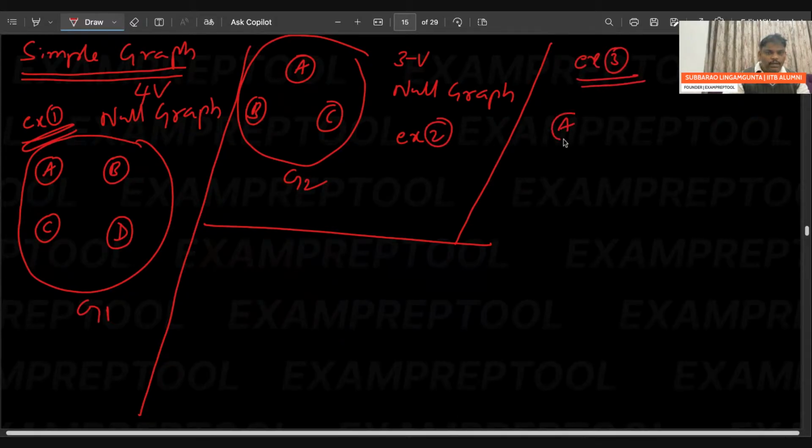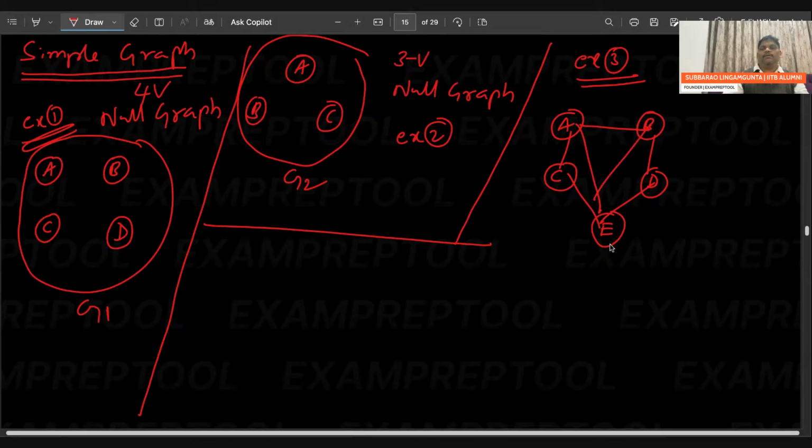Example 3. A, B, C, D, E. A, B, C, D. Right? So now observe here. A, B, C, D. Now observe. This may be example 3.